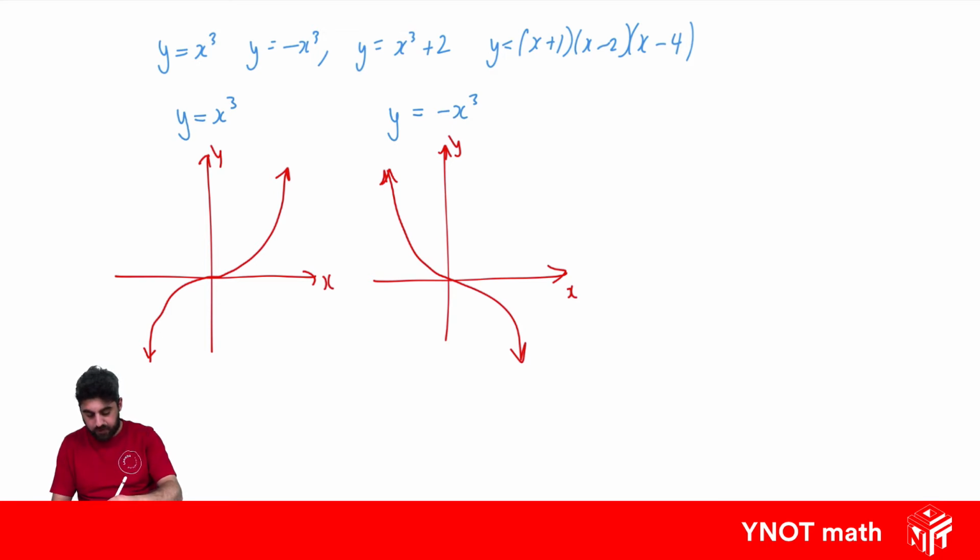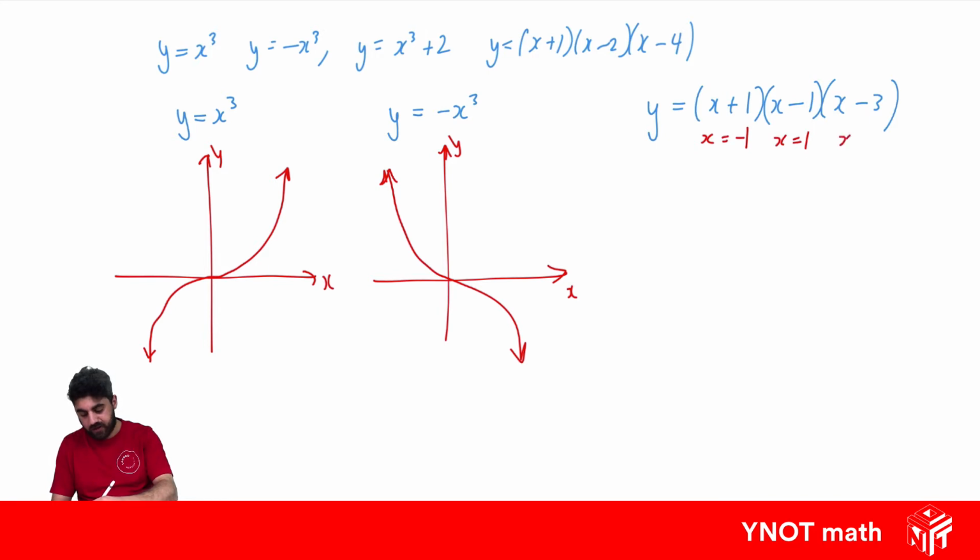So then we can have cubics that look like this as well when they're factorized. And to sketch these, we need to get all the x-intercepts by making all the factors equal to 0. So if x plus 1 equals 0, x would be minus 1. If x minus 1 equals 0, x would be 1. And if x minus 3 equals 0, x would be 3. So that tells us our x-intercepts. So we get minus 1, 1, and 3.